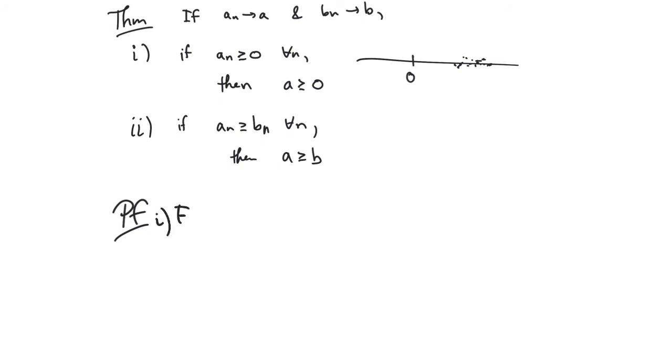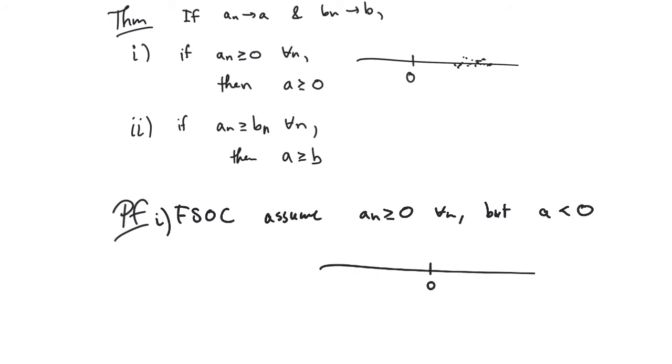So I'm going to do the first one. The second one is actually very easy if you already know the first one. So this is the only real in-detail proof that we're going to have to do. I'm going to say, for the sake of a contradiction, let's assume that a_n is always positive for all n, but a, the limit, is less than 0. So the picture would look something like this: here's 0, and the whole sequence is over here. But for whatever reason, the limit point that it allegedly converges to is all the way over there, right?